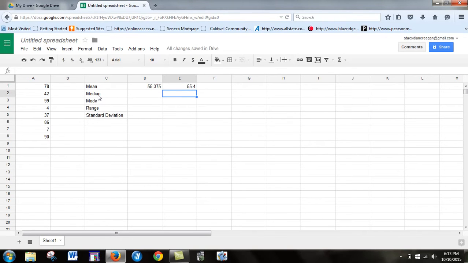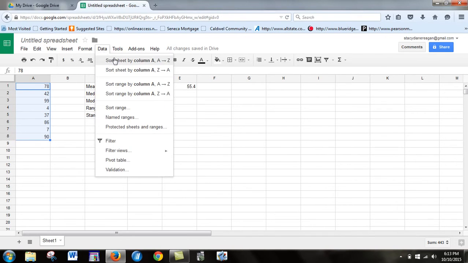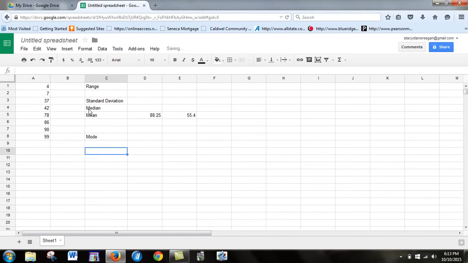For median, median is the middle number. And if you have a small set of data, you can just put them in order by highlighting them, hitting data, and sort, and it will put them in order, and you can look at them. And if you have an odd number of numbers, you can look at it and you can just find the middle number.